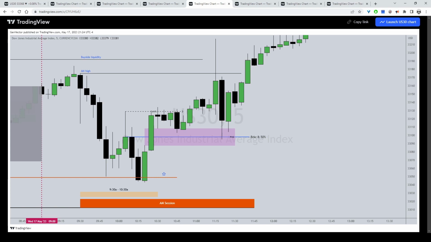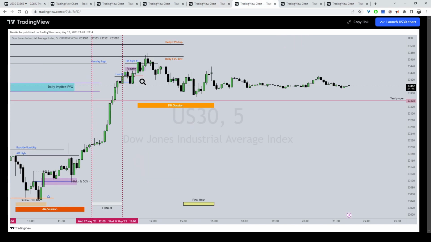Now this was a super dynamic day for no red folders on the calendar. Price then made an aggressive run all the way up to the yearly open. Nice little wick down on the yearly open to capture anybody who uses that as a marker.